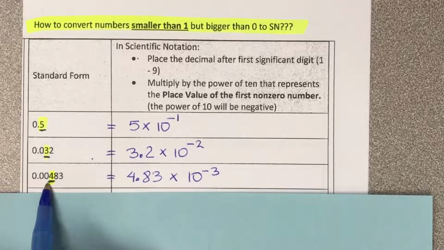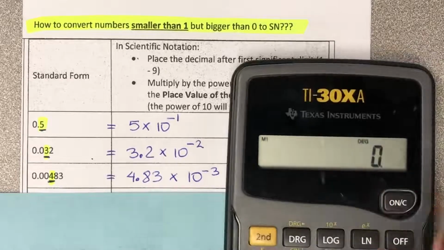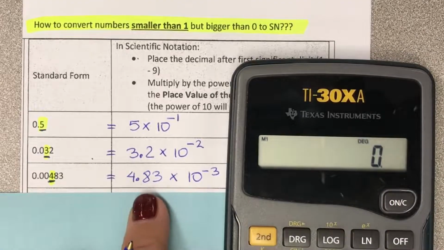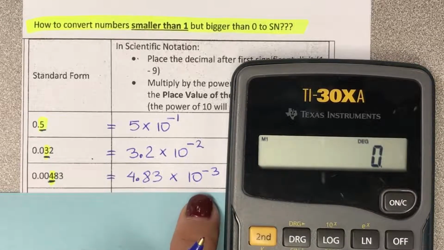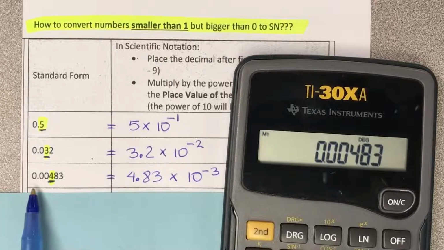Since it's a small number, it is division involved. So let's see here. 4.83 times 10 to the negative 3 means 4.83, and then divide by 10, divide by 10 again, and then divide by 10 one more time. And that is my original number right here.